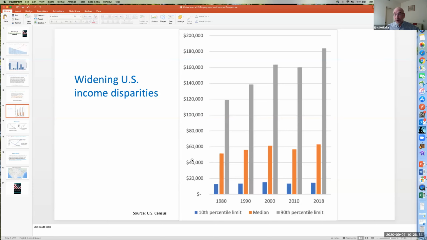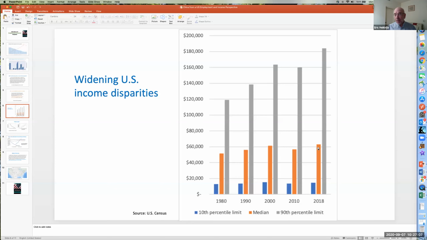Over the last 4 decades, we've seen that workers in the bottom 10th percentile have seen their wages in real terms, adjusted into constant dollars, remain fairly flat. So in other words, those at the bottom end of the income distribution have not been sharing in the prosperity and growth in the United States.